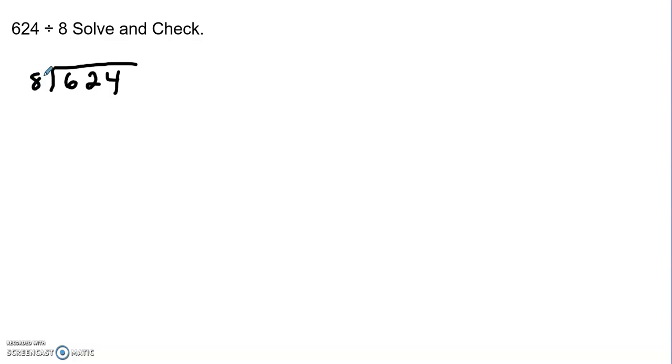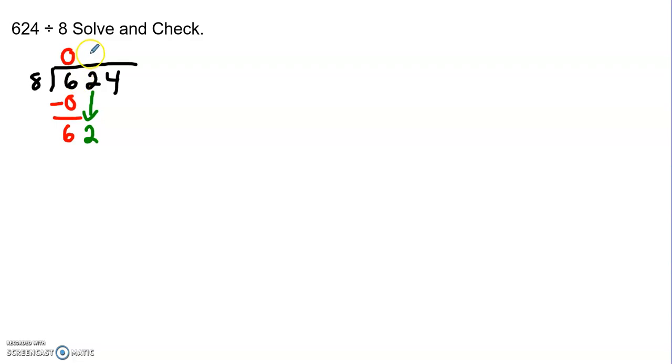So I look at this and I go, how many times can 8 go into 6? And it can't go because 6 is less than 8. So I put a 0. 0 times 8 is 0. 6 minus 0 is 6. I'm not done because I have to account for 2 more numbers. So I'm going to bring down the 2. And now I have 62.